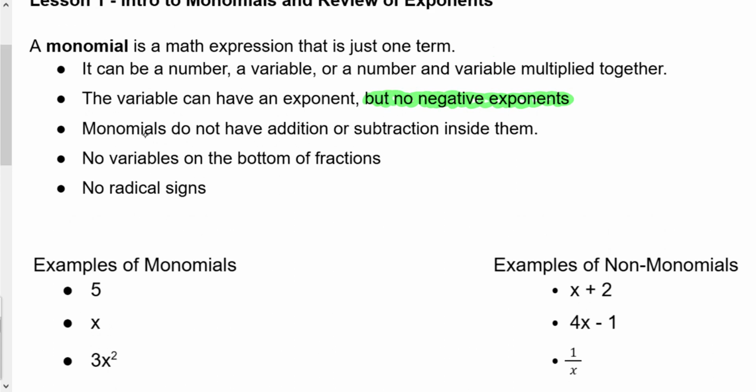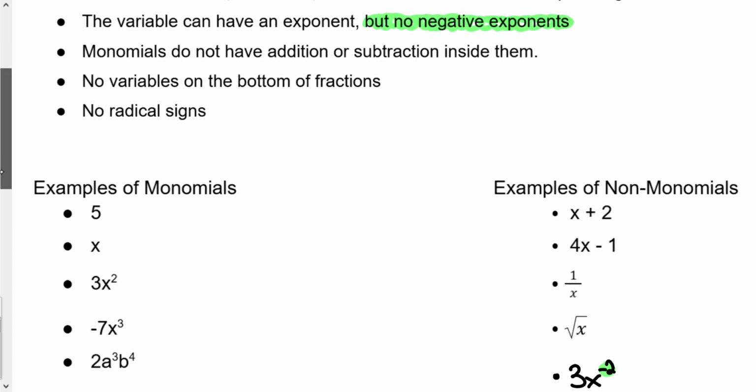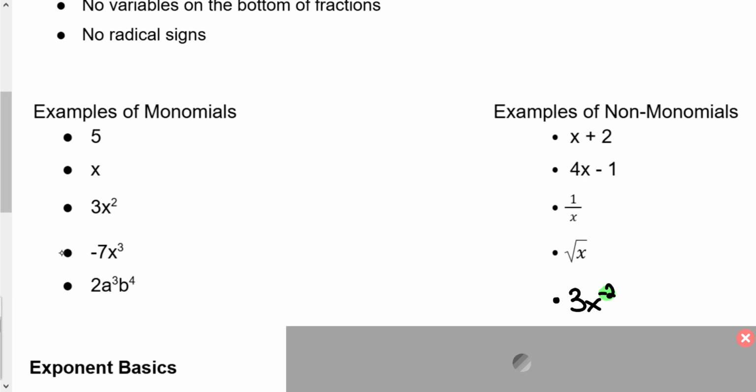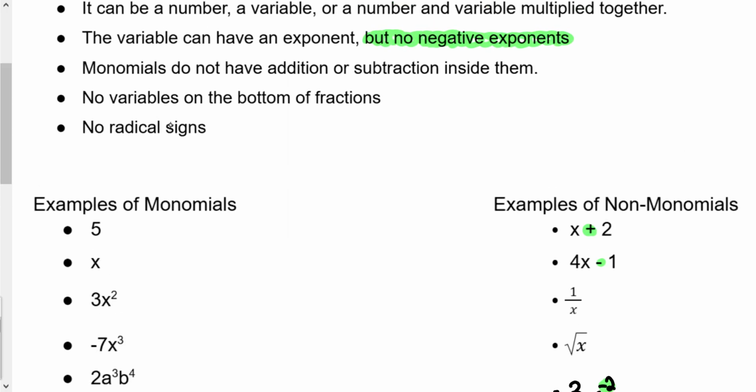Here's another rule right here. Monomials do not have addition or subtraction inside of them. And we're not talking about negative numbers. This was not a subtraction sign right there. That is a -7, and that's fine. Our problem is that if you see that sign in between two different things, suddenly this is not a negative sign, this is a subtraction sign. If you see the plus sign right here and it's between two different things, that's addition.